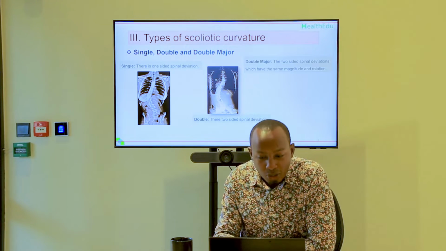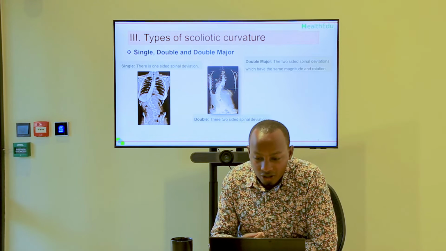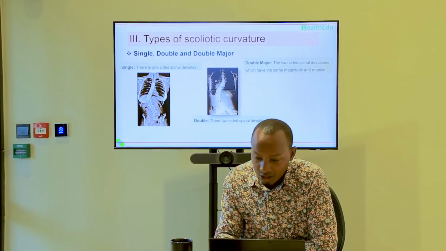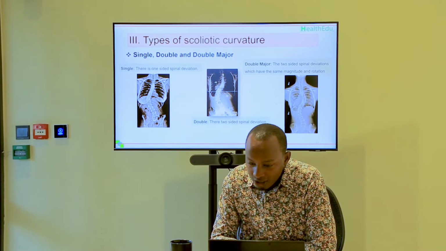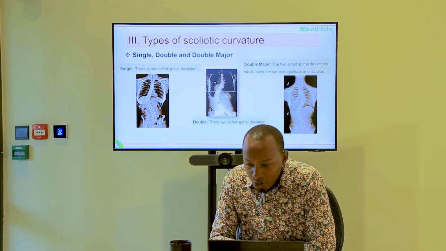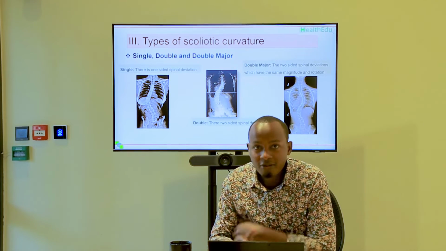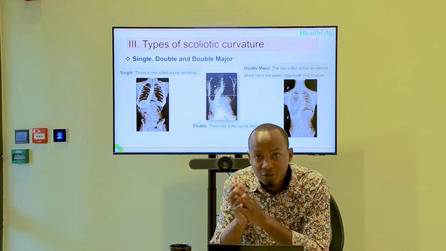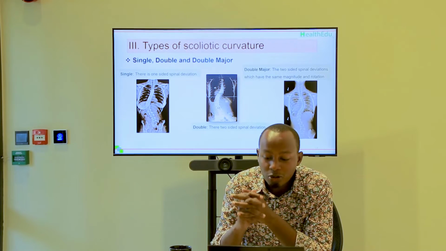How about the double major curvature? In this situation, the magnitudes are almost the same. Let's look at the picture. You can see from this, they are almost the same angulation. They have less than 5 degrees of difference. We call them double major curvature or scoliotic curvature.